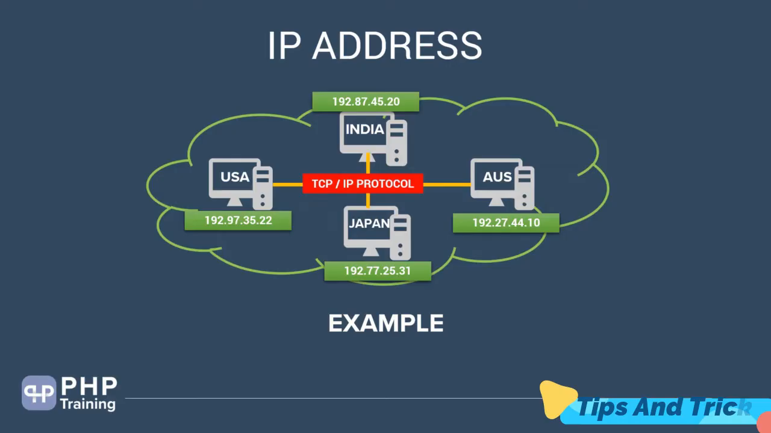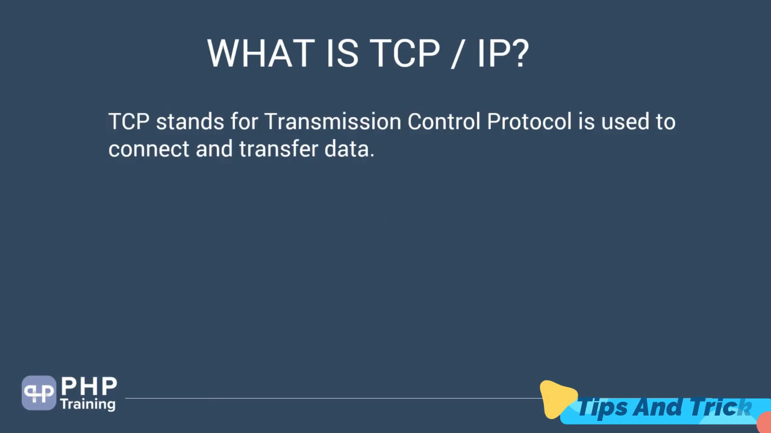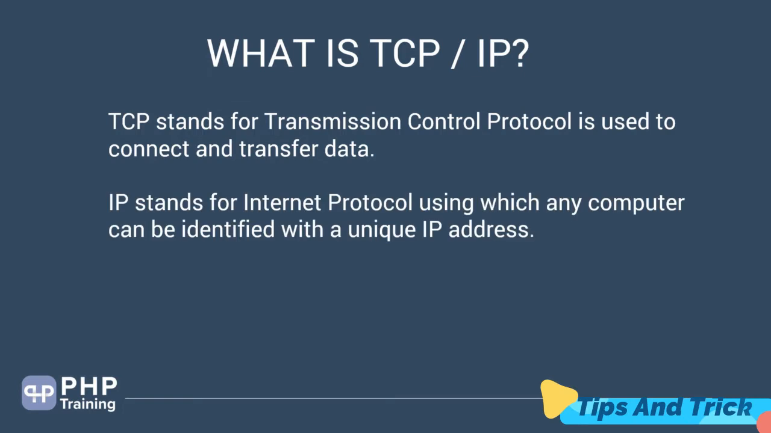Now that you know what an IP address is and how it looks, let's do a quick recap of TCP/IP. TCP stands for Transmission Control Protocol and is used to connect and transfer data. Remember this definition of TCP/IP. Its purpose is to connect and transfer data. To connect, it has to find out the IP address first. So for TCP/IP to work, it should know the IP address. And IP stands for Internet Protocol, using which any computer can be identified with a unique IP address.